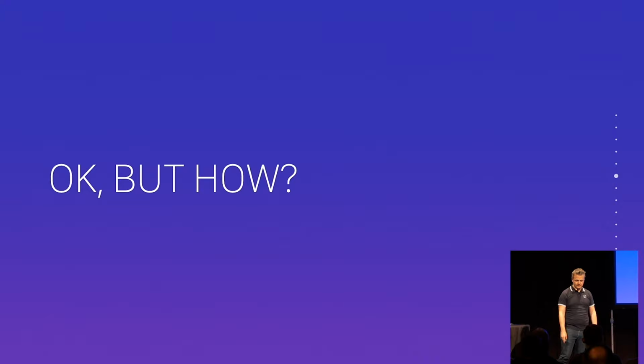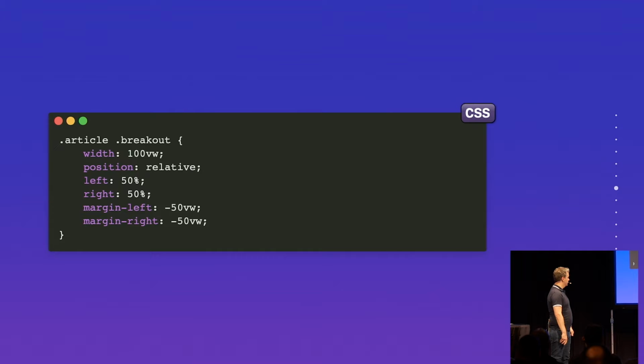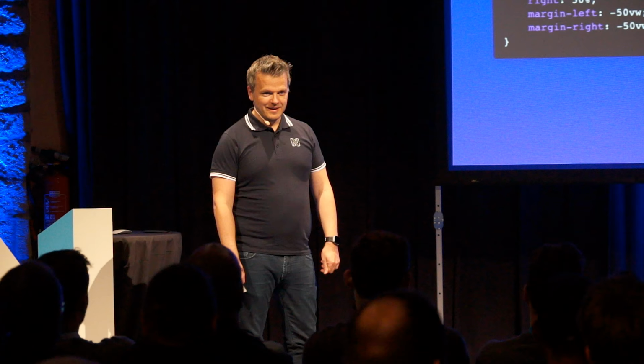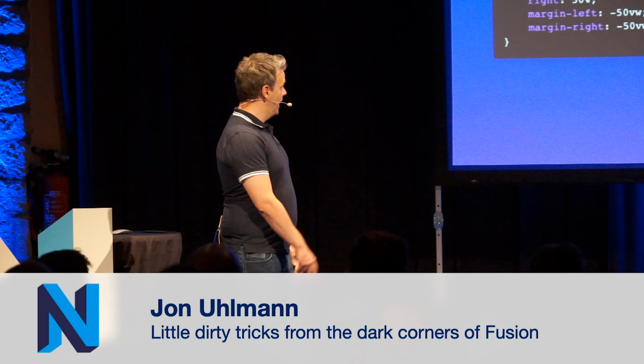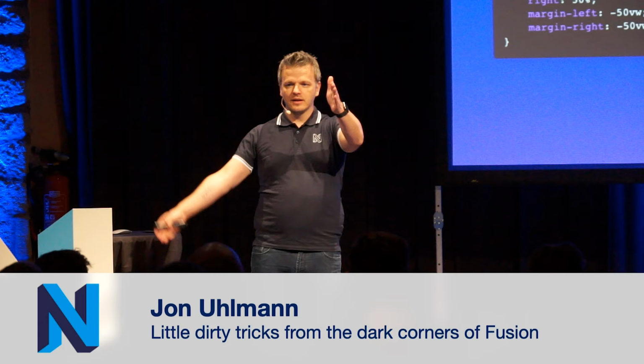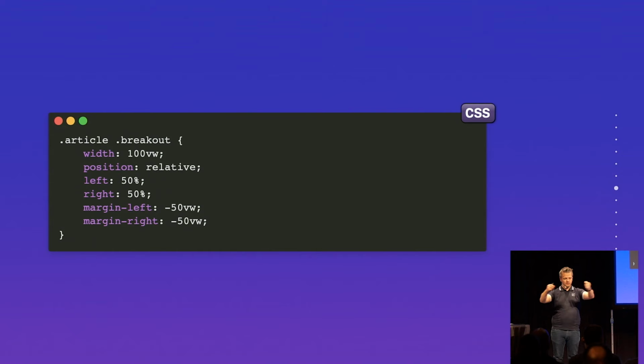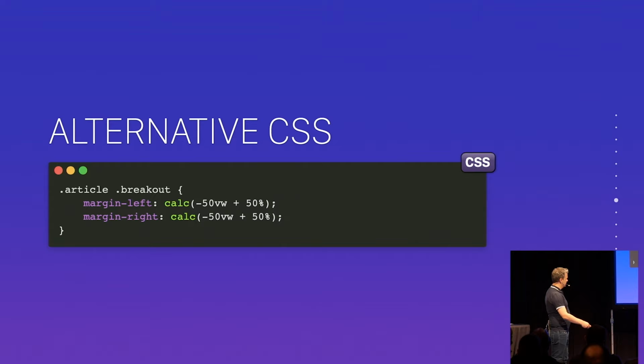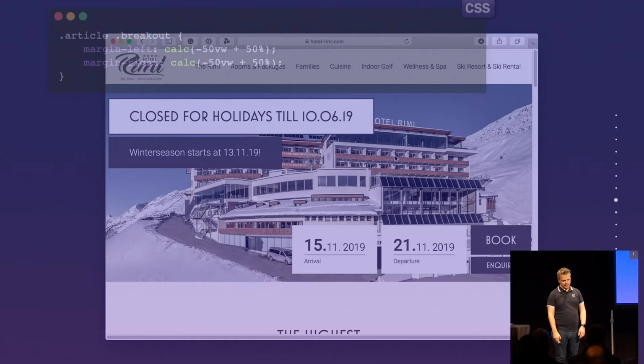We have a class, we called it breakout, and I don't know if you know this VW, that has nothing to do with cars. It means viewport width, and 100 viewport width is the full screen. We set it to position relative and say put it left in the middle and right in the middle with 50%, and then we just stretch it out to the side, and you have your breakout image which breaks out of the container. You can also write it like this with some calculation inside. It depends. It's good to know both options so that you can work with them.